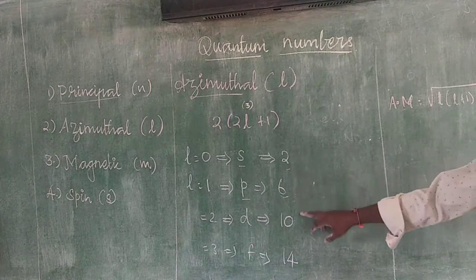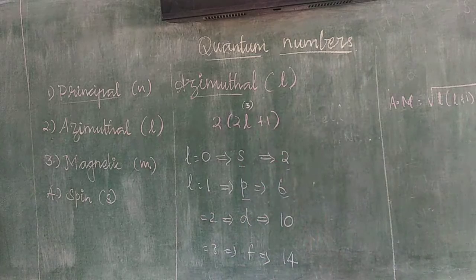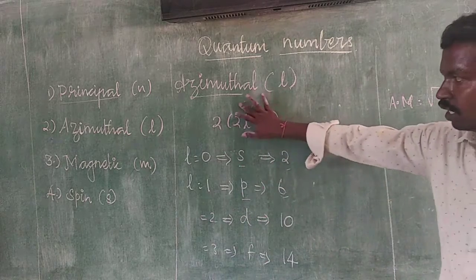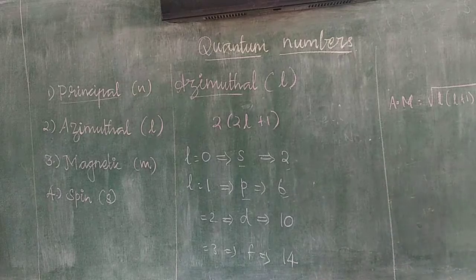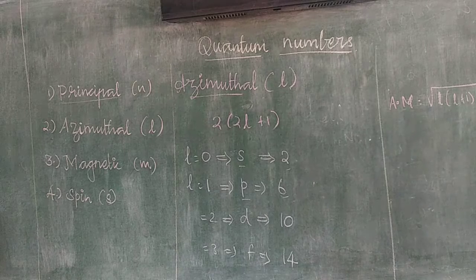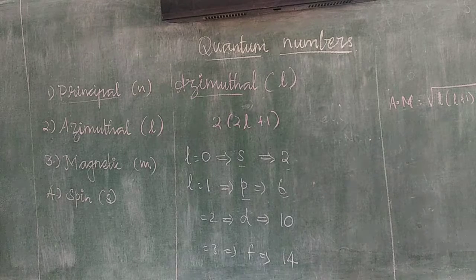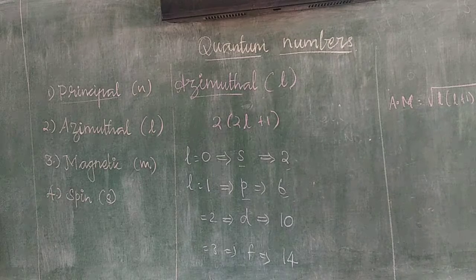And the maximum number of electrons in every orbital can be found by using the relation 2(2l+1). By substituting various values of l, we can get the maximum number of electrons in every subshell. And it is also useful for finding the angular momentum. Angular momentum is equal to the square root of l(l+1) into h divided by 2 pi.